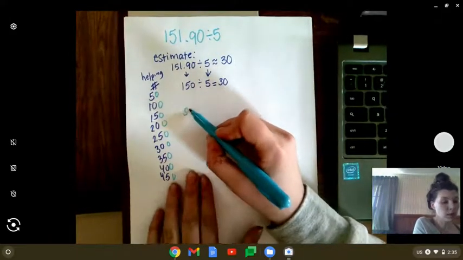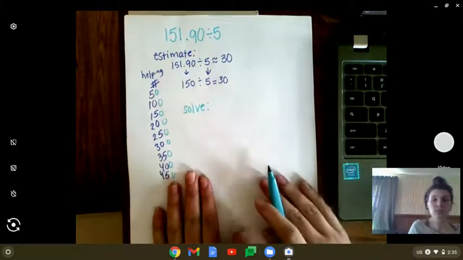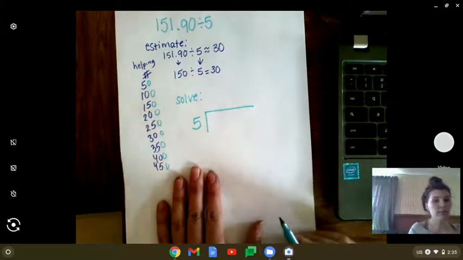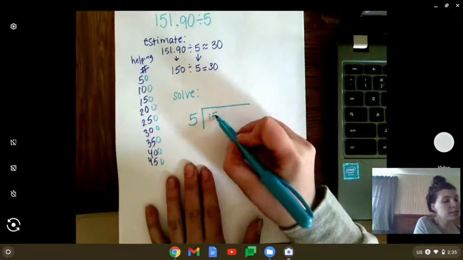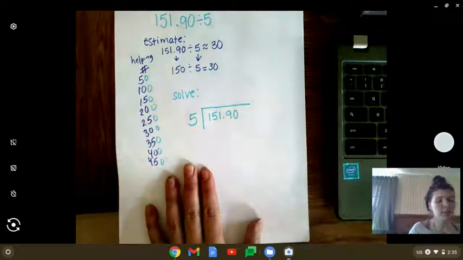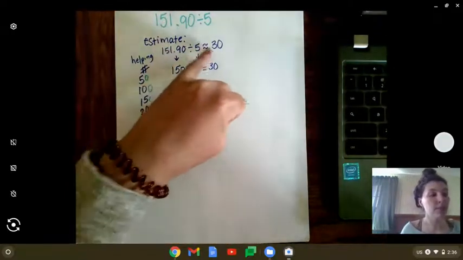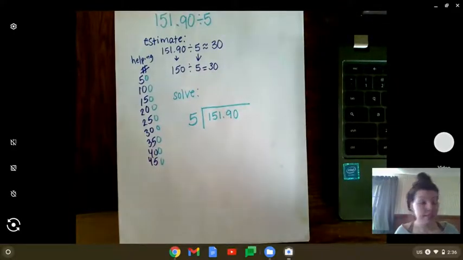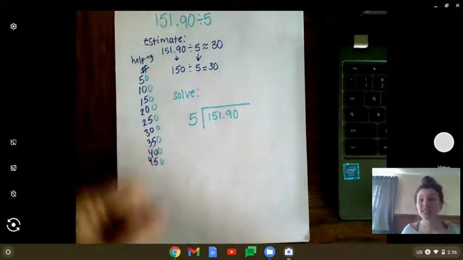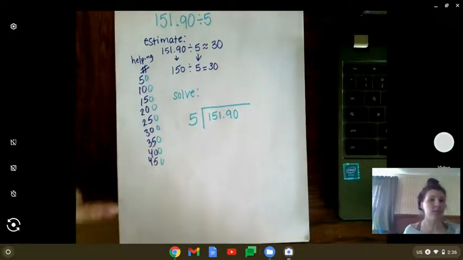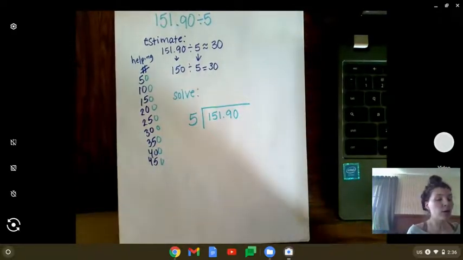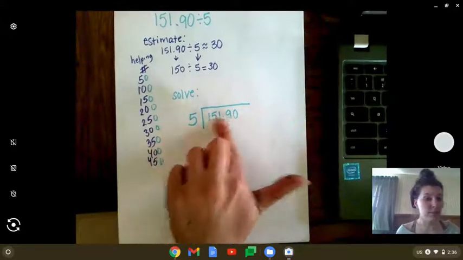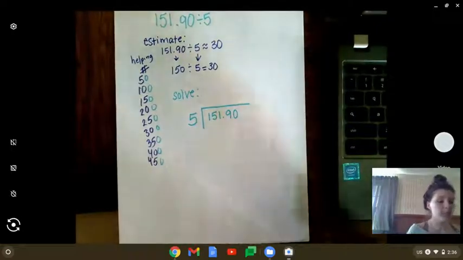Now we need to solve. And we are going to solve by long dividing. Our divisor, which is 5, goes on the outside. Our dividend, which is 151 and 90 hundredths, goes on the inside. Notice I'm using my real numbers. Now my helping number is the same as my actual divisor, which doesn't always happen. This helping number helps you to figure out how many times this number goes into these numbers. So we're going to take a look.